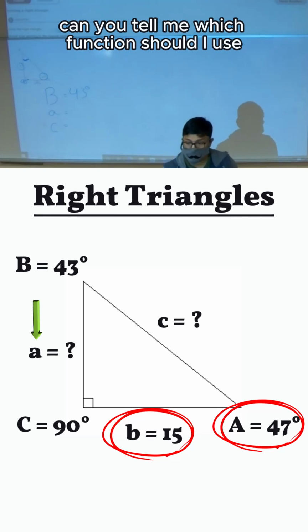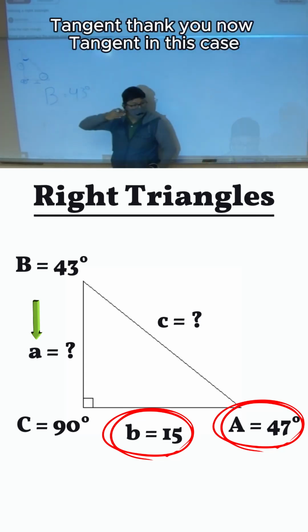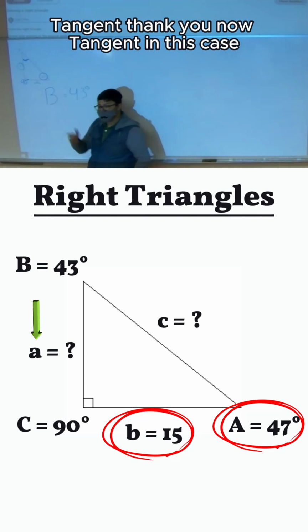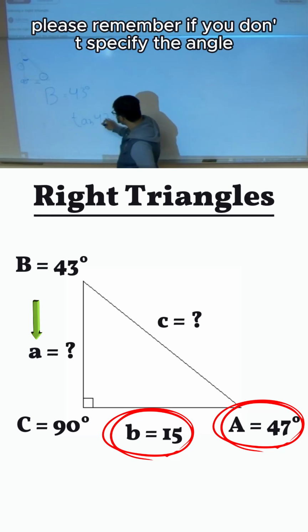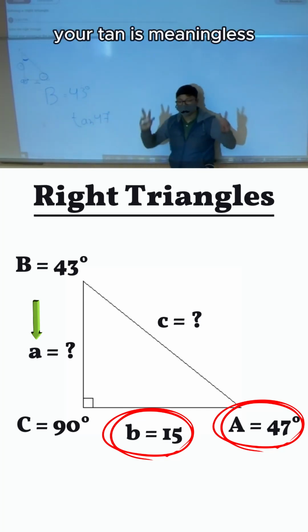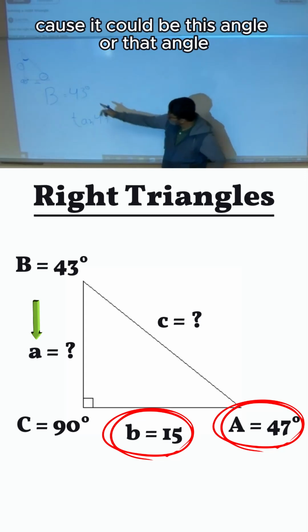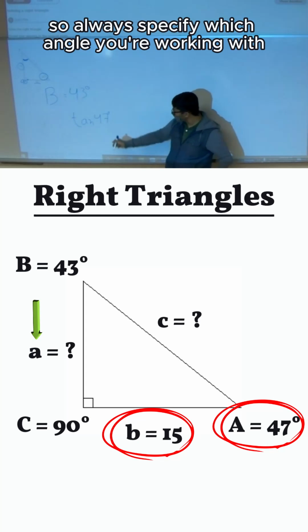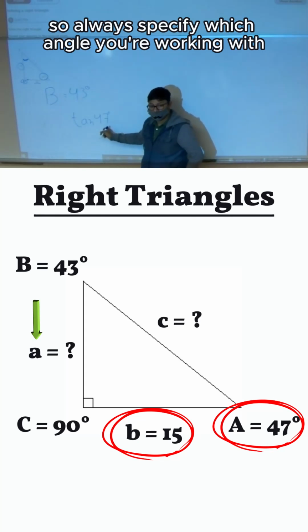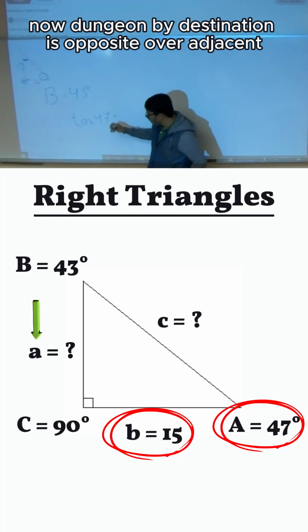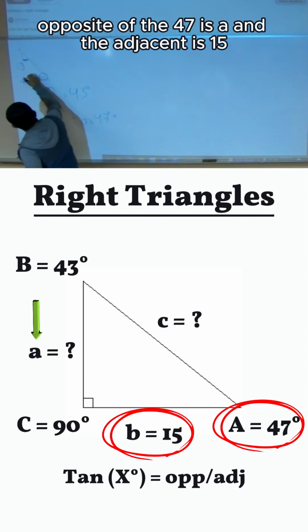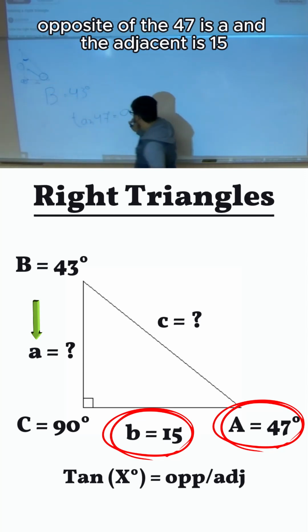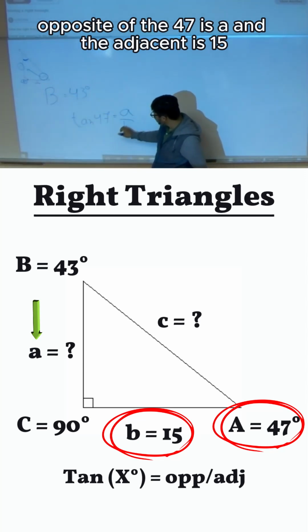Okay, tell me, which function should I use for this case? Tangent, thank you. Now, tangent of 47, please remember, if you don't specify the angle, your tan is meaningless because it could be this angle or that angle, and the answer is different. So always specify which angle you're working with. Now, tangent, by definition, is opposite over adjacent. Opposite of the 47 is A, and the adjacent is 15.